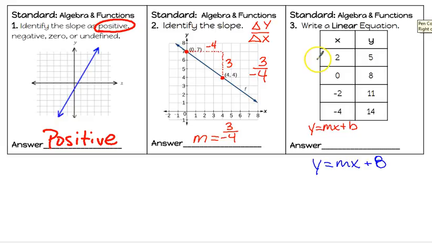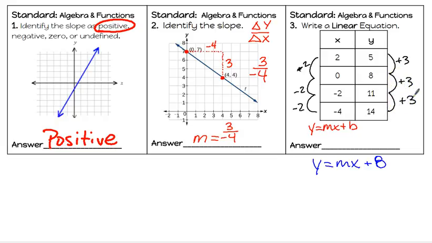Take a look here. We look at our rate of change with the x. Is it a constant rate of change? 2 to 0, we're subtracting 2. 0 to negative 2, we're subtracting 2. Negative 2 to negative 4, we're subtracting 2. On the y's, 5 to 8, we're adding 3. 8 to 11, we're adding 3. And 11 to 14, we're adding 3.